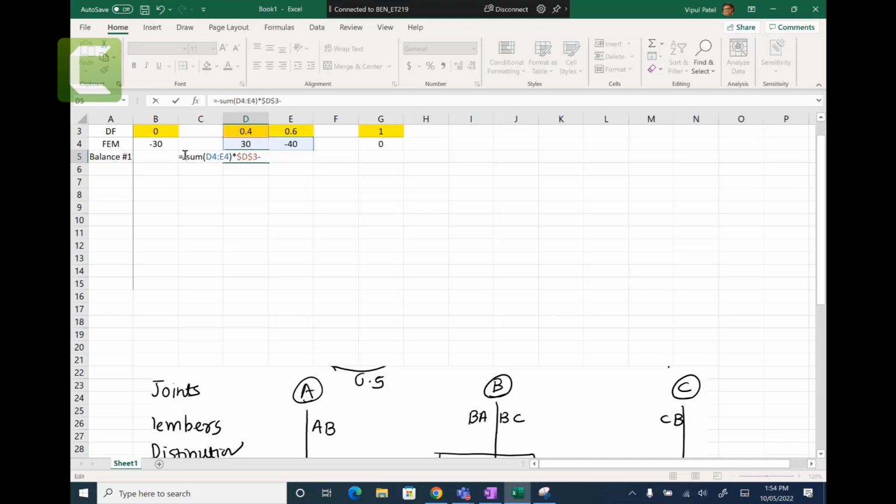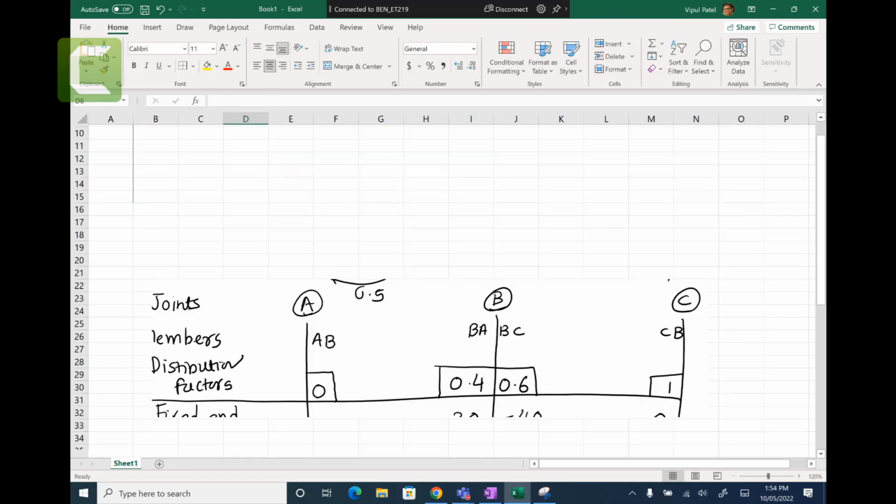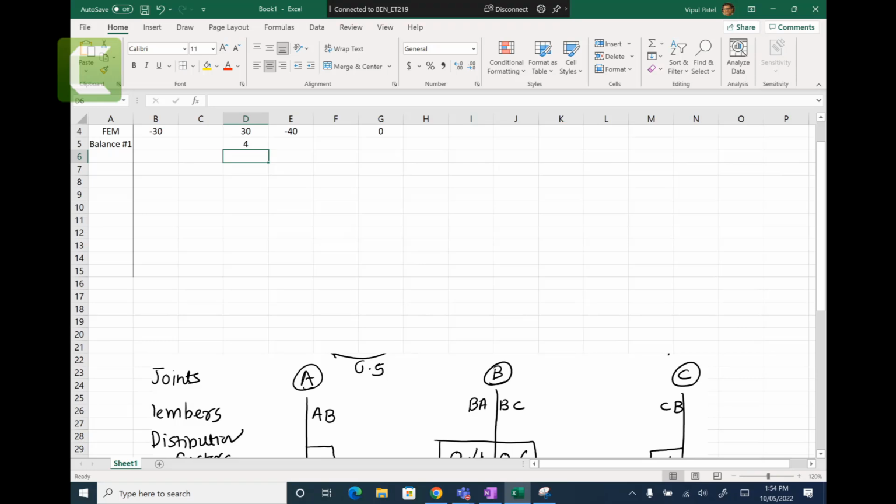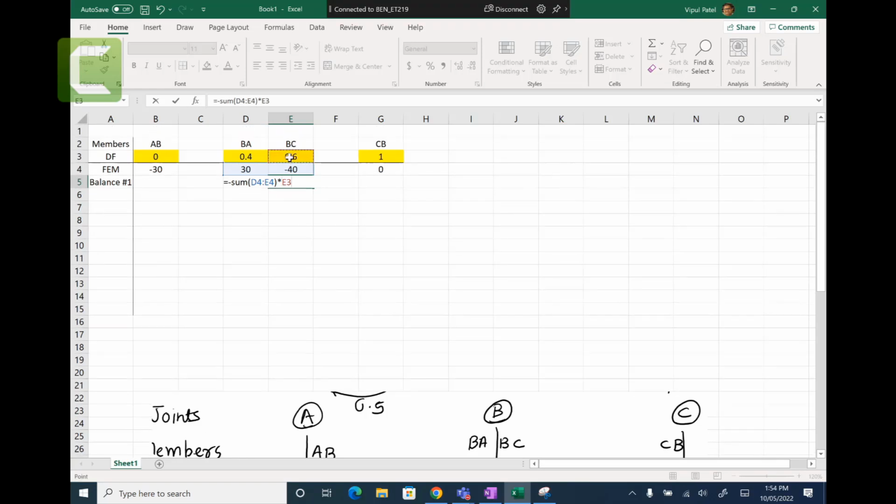I think there is a minus sign here, not before. And enter 4. Look at your figures. You have 4 there. Same thing here, equal to minus sum. Select these two times by distribution factors. Select these two and press F4, or you type the $ sign. 6. Yep, everyone okay? You all got it?